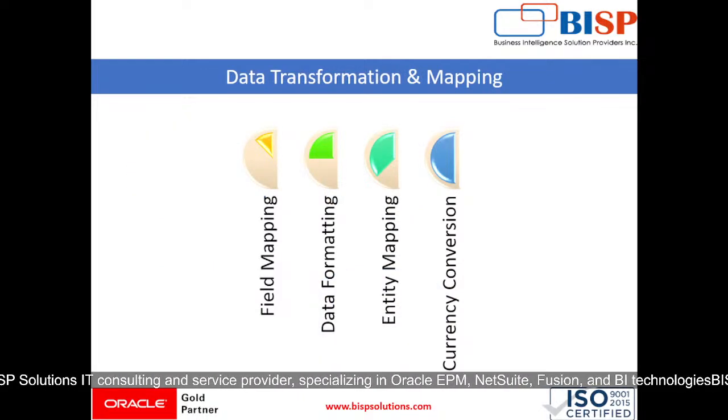Then comes our data transformation and mapping. First comes our field mapping, where we align QuickBooks fields with NetSuite fields. Then we will be formatting data, which means adjusting date formats, account numbers and other values to fit NetSuite requirements. Then comes our entity mapping, where we ensure GL accounts, tax codes and classifications are mapped correctly. Lastly, currency conversion: if multi-currency is enabled in our NetSuite application, it will ensure exchange rates are correctly mapped.